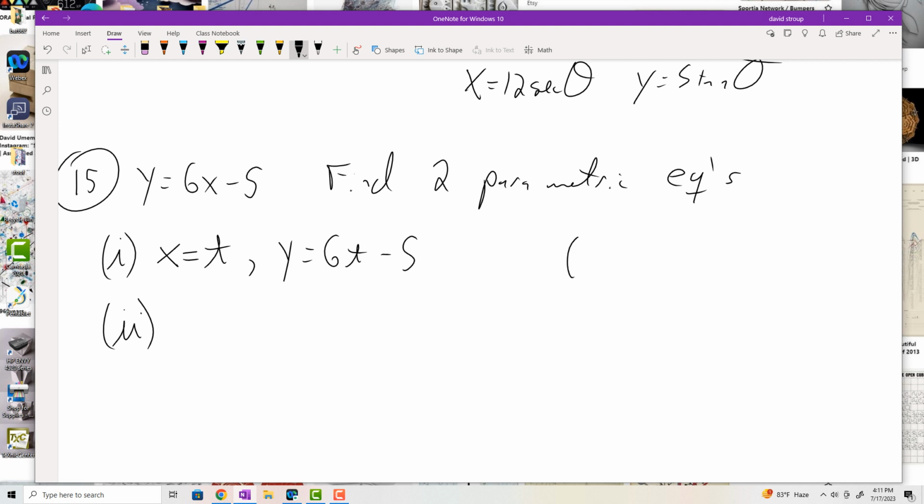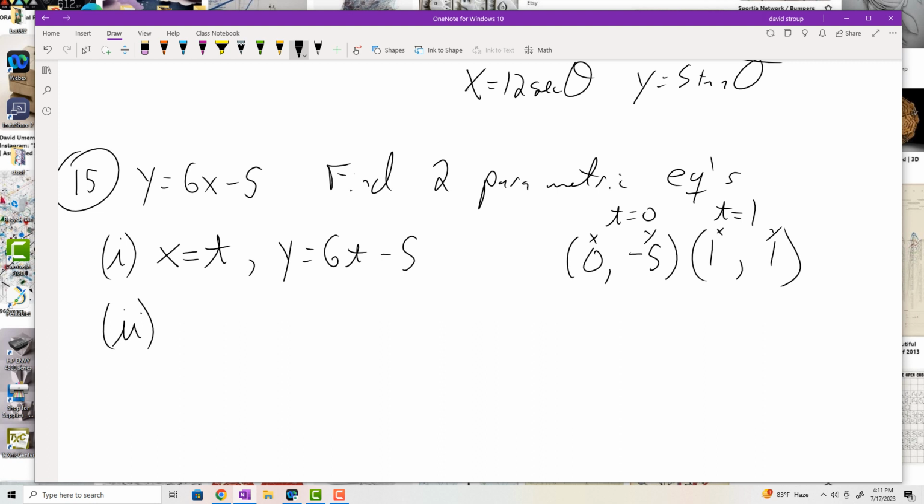On the other hand, though, sometimes you want to start at a particular position. Let's say I want to start at position 0, -5 when t is equal to 0, and then I want the position to be 1, 1 when t equals 1. Okay, so these are in x's and y's.